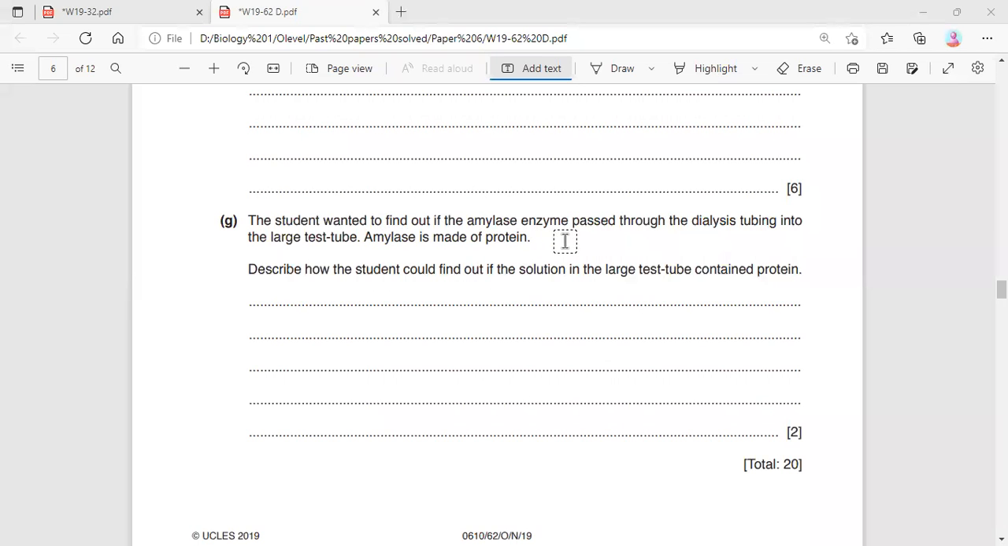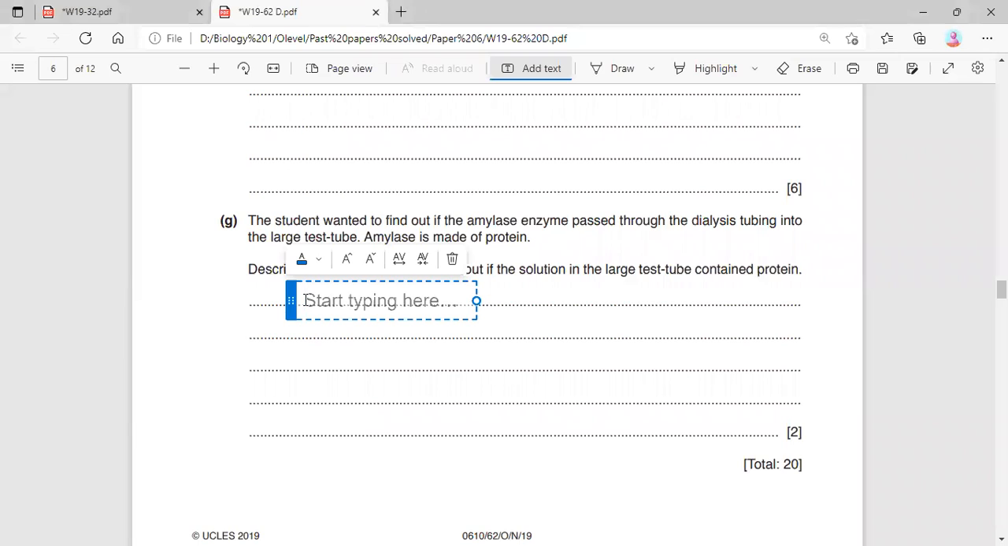The student wanted to find out if the amylase enzyme passed through the dialysis tubing into the large test tube. Amylase is made up of a protein. How would the student find out if the solution in a large test tube contained protein? What do I do to check if there is protein? I will tell him, do the Biuret test, add Biuret reagent. What is the positive result? If there is protein, what will happen? To be purple. Yes, if there is protein, it will change to purple.